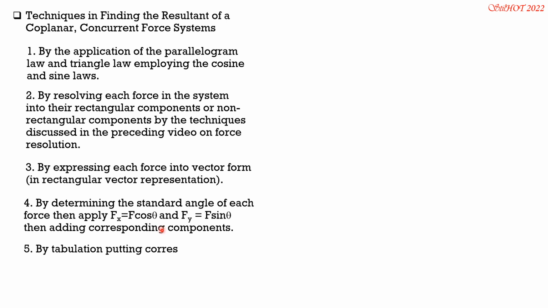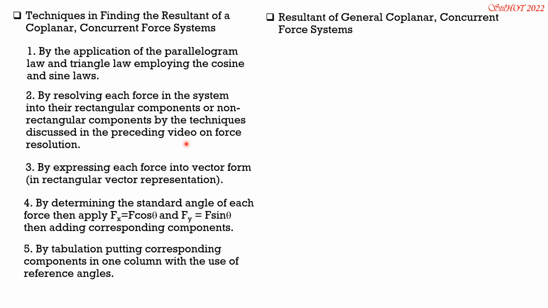By tabulation, putting corresponding components in one column with the use of reference angles. Or here, method 2, this is about reference angles. You should think of the sign. If the force is directed upward, rightward, the components are positive. Leftward and downward, components will be negative.